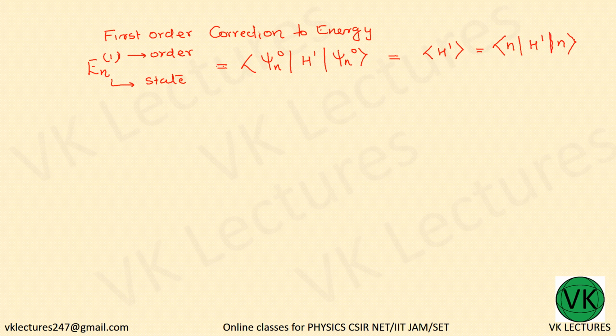Now in integral form we can write this as the integral of psi n star H dash psi n dx. If it is one dimension, it is dx. If it is two dimension, dA. Three dimension, dτ. So this is how you can find out the first order correction to energy. You can either use this or the integral method.